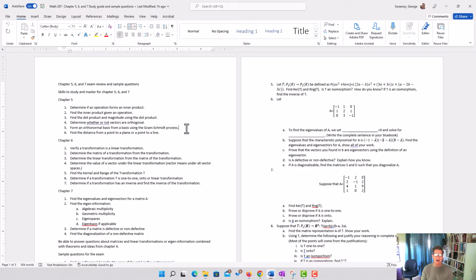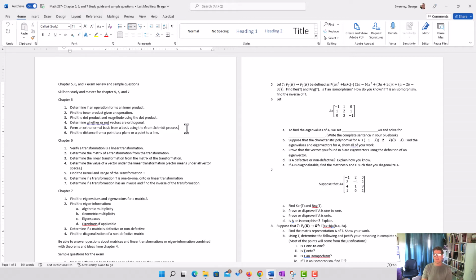Okay? Find the distance from a point to a plane or a point to a line. And so that is an application of projections and orthogonal projections, and that's what I expect you to be able to do as well. So, Chapter 6, I want you to verify a transformation is a linear transformation.